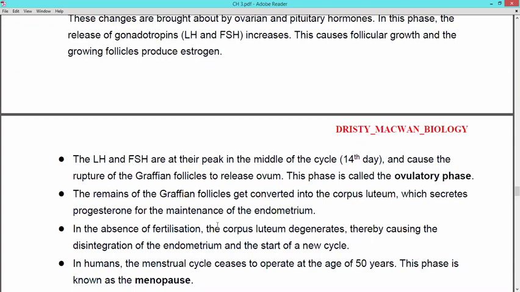In humans, the menstrual cycle ceases to operate at the age of 50 years. Generally nowadays, as we can see, at the age of 45 also the woman gets menopause, that is the end of the reproductive cycle. Furthermore, that lady is not going to have menstruation, and this is the marker that it is the end of the reproductive cycle. Now she is not going to get menstruation, or she is not able to give birth to any child. So in humans, the menopause period is at the age of 45 to 50.